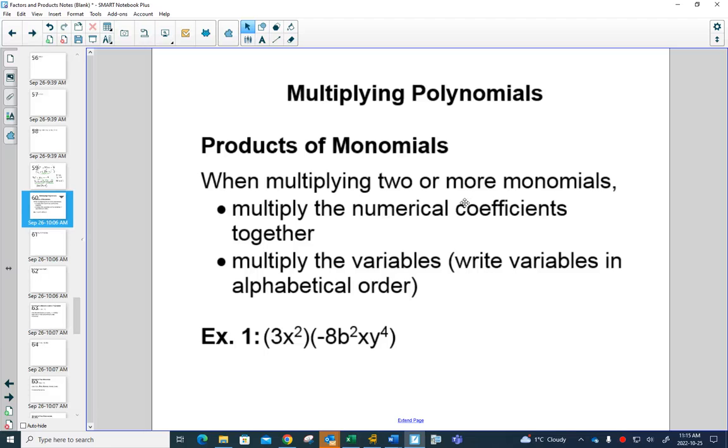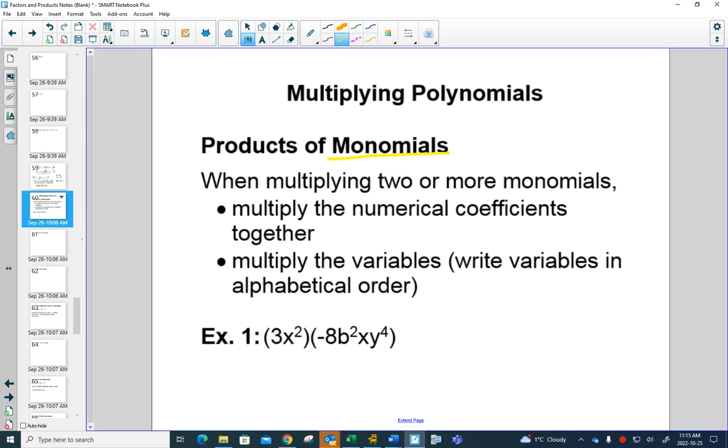Multiplying, so a couple of terms to remember from grade 9. Monomials. Monomials are things that are one term each. And they have numbers, which we call coefficients, and variables.